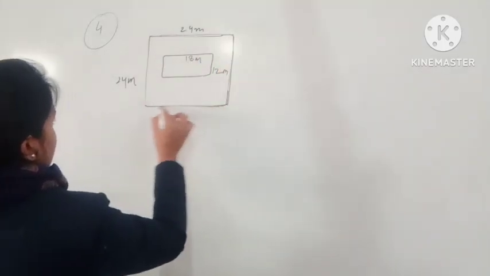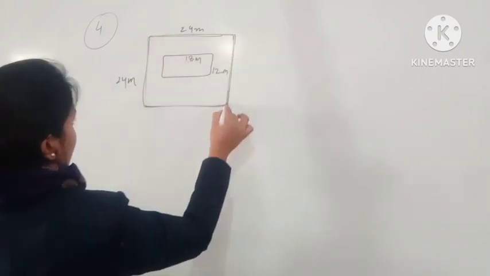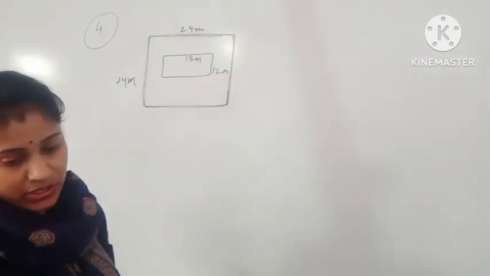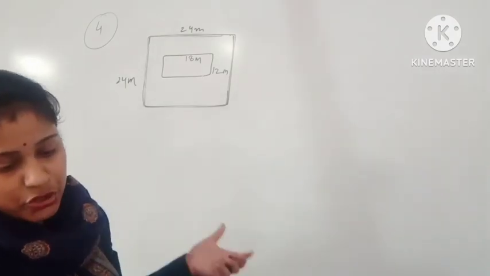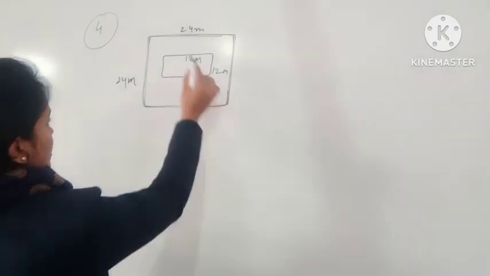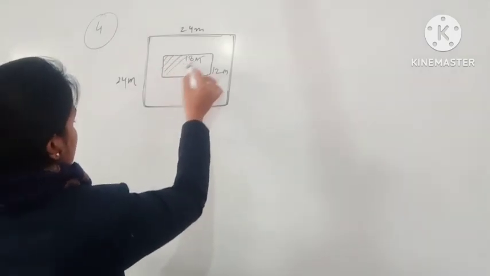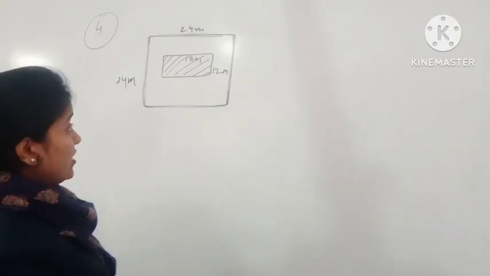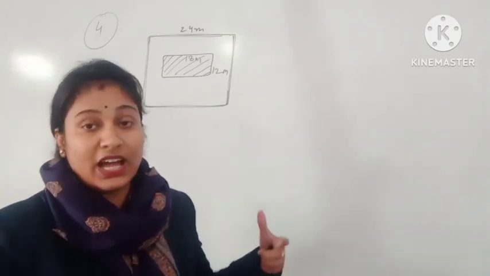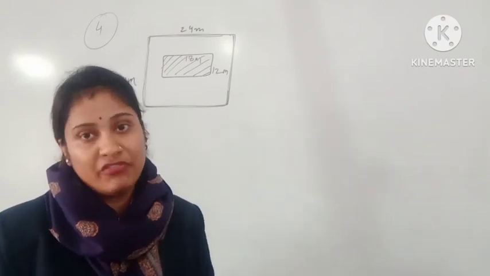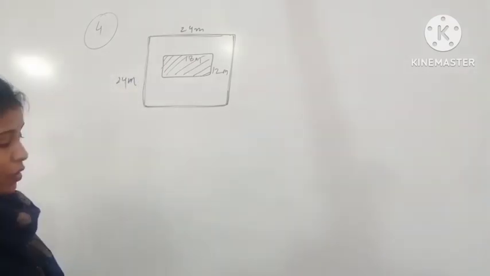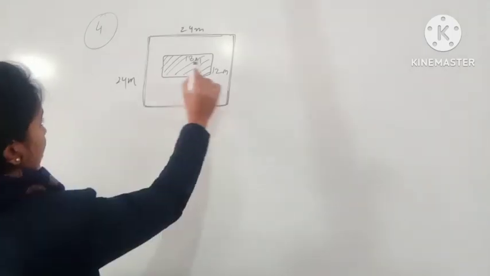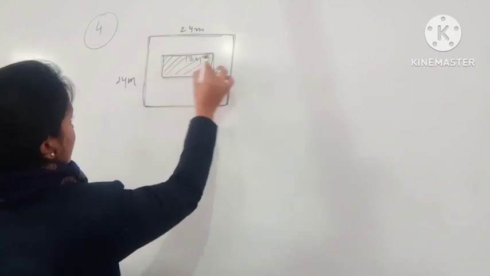Okay, now inside this square plot, Rajesh wants to construct a house. In the middle of this, he wants to construct a house. This is the house whose dimension is given: length as 18 meter and the breadth as 12 meters. So we can easily guess that the house is constructed in the shape of a rectangle. Now, it is saying that the garden is developed around the house. So around the house, within this square, there is a garden. So let us say these are the garden.